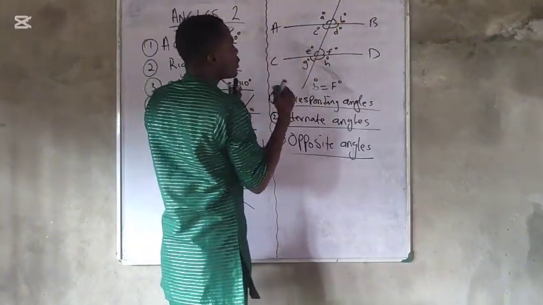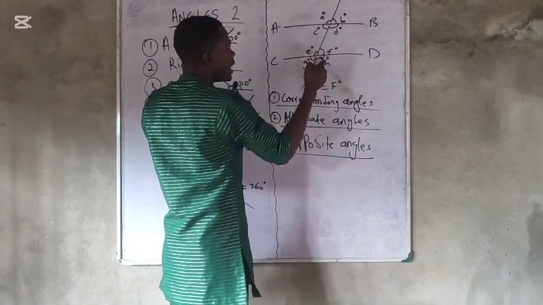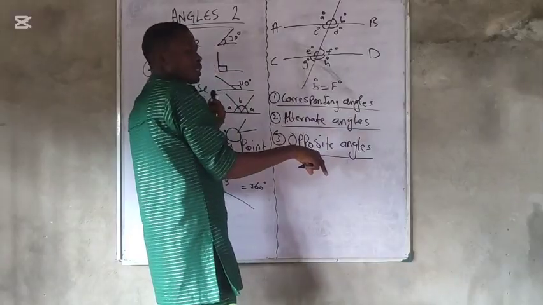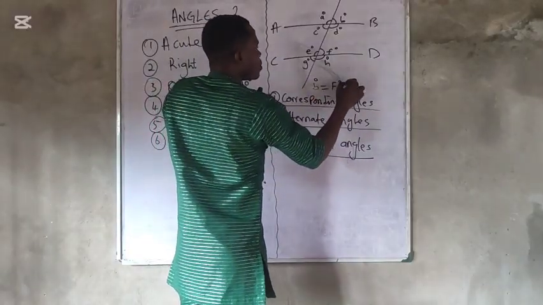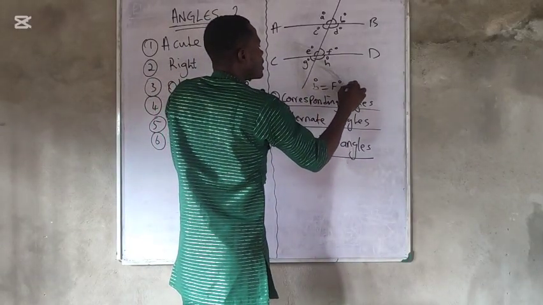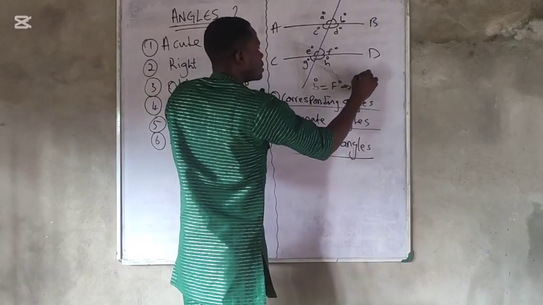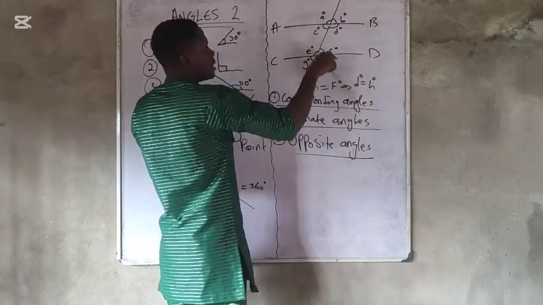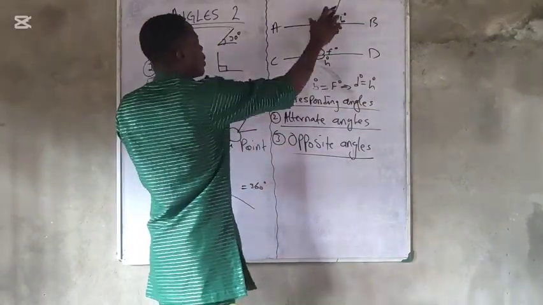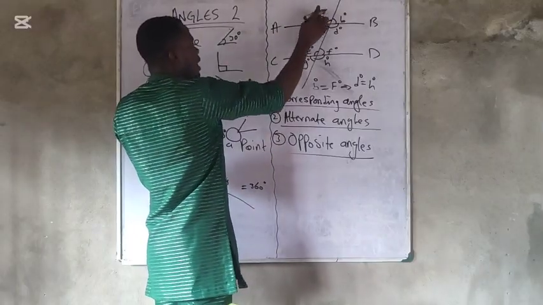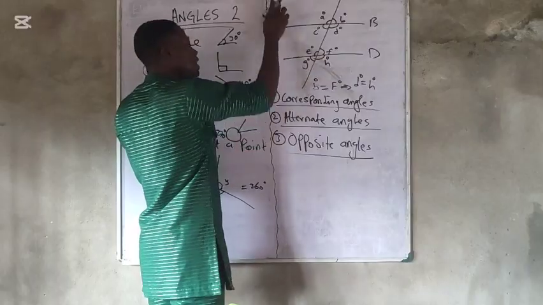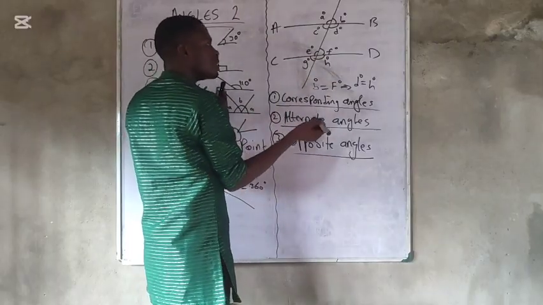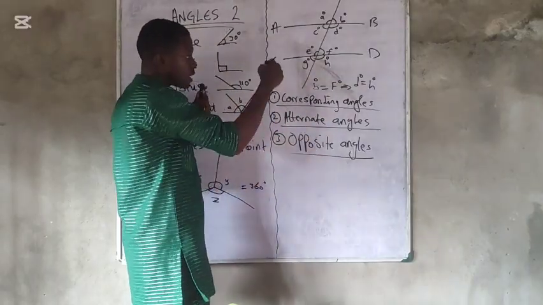Another example here is D and H facing downwards together. It also means that D degrees is equal to what? H degrees. They are corresponding angles. We also have them here. A degrees is corresponding to E degrees, etc. There are still many others here if you check.